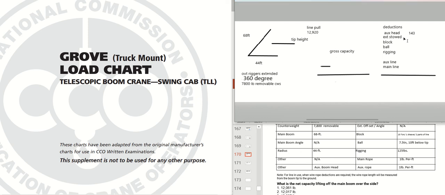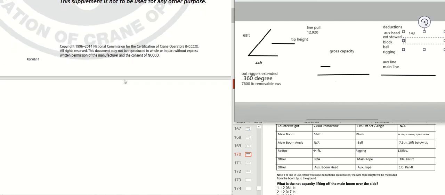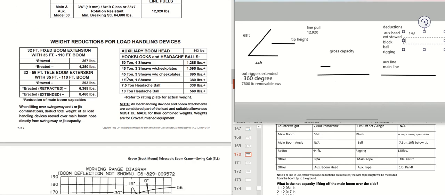Figure out what our block is. Let's scroll down to our deductions page. Our block is a 15 ton, one sheave, two parts of line. So there's our 15 ton, one sheave, two parts of line. That's 380 pounds. So do 380. Again, we have times two. That's two parts of line. So we're going to go ahead and put two parts of line in there.